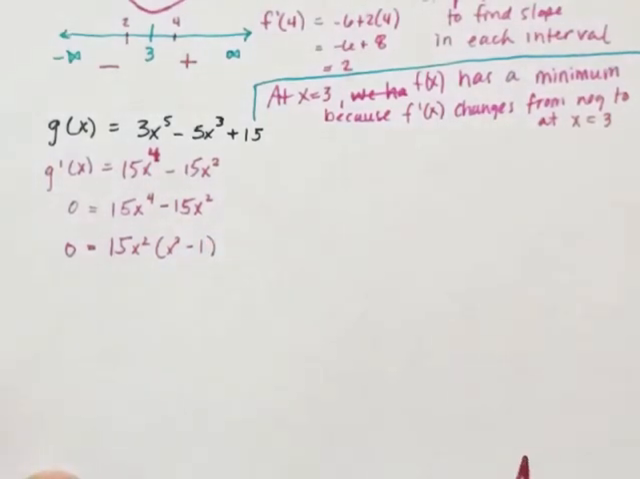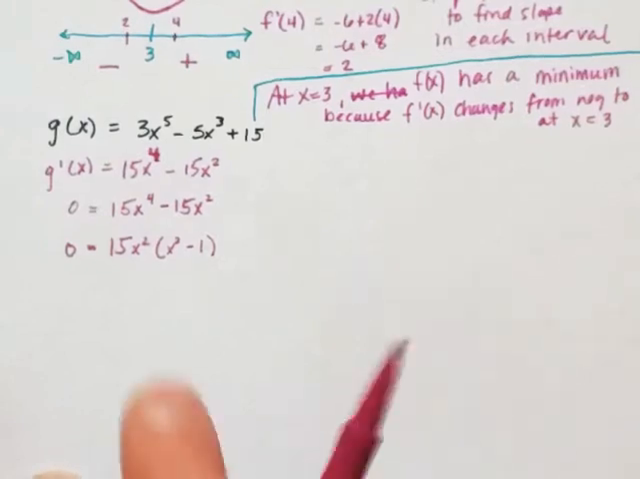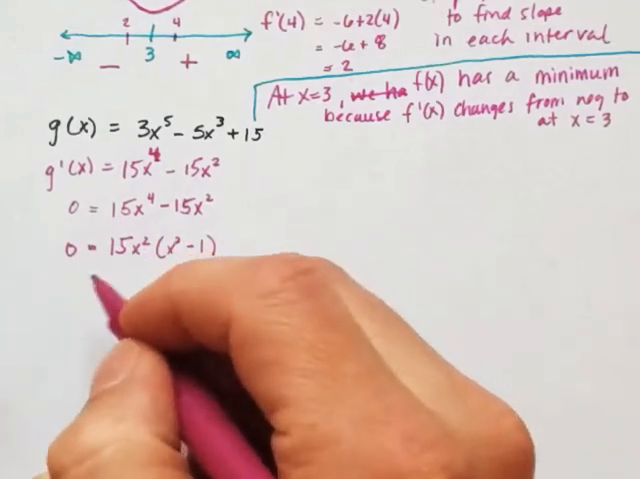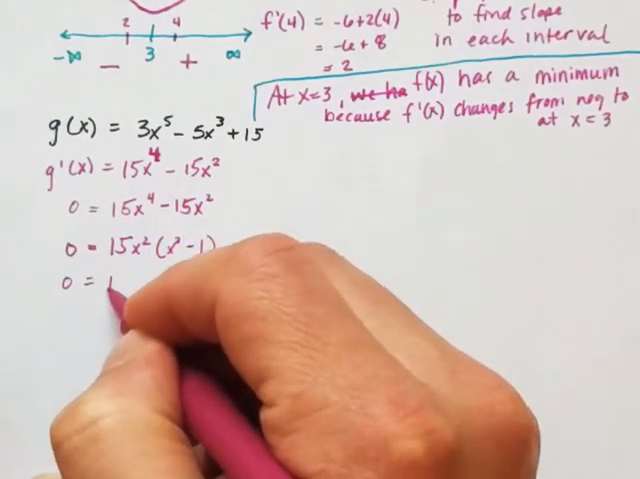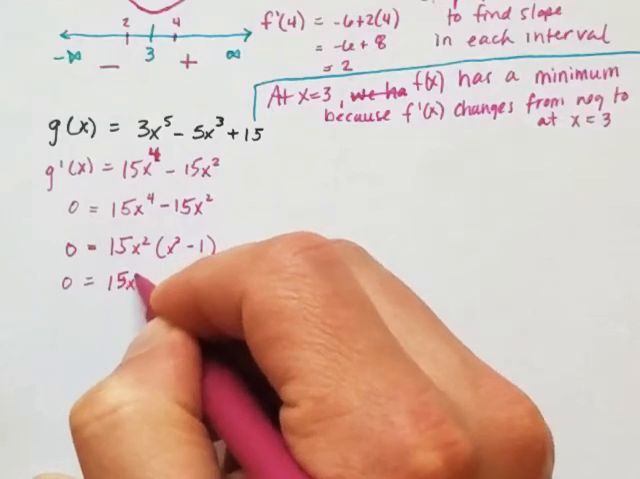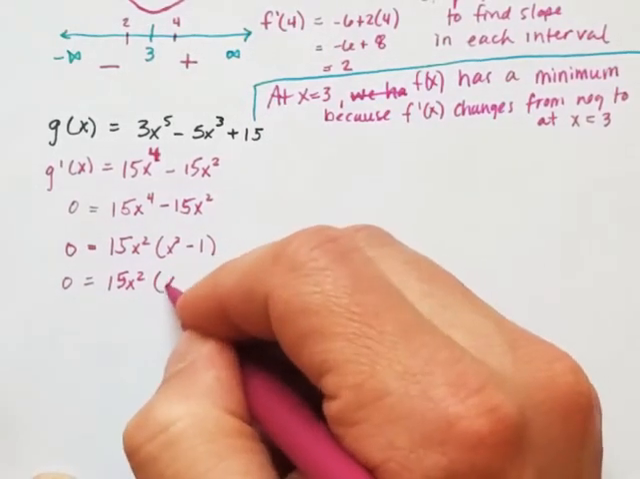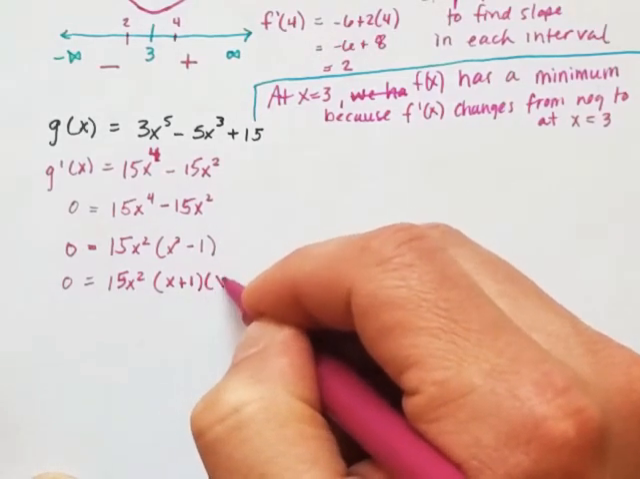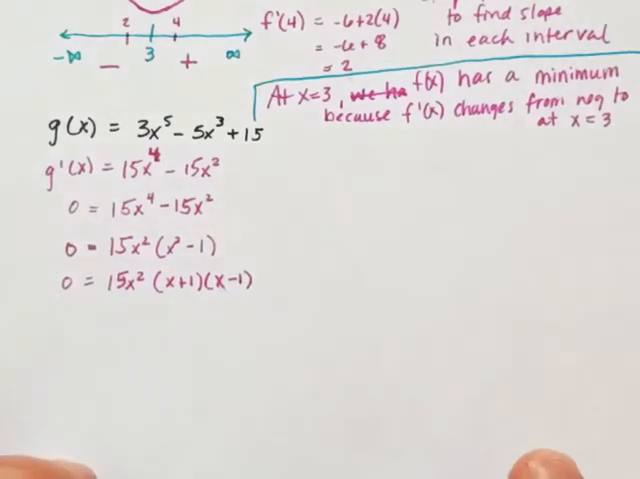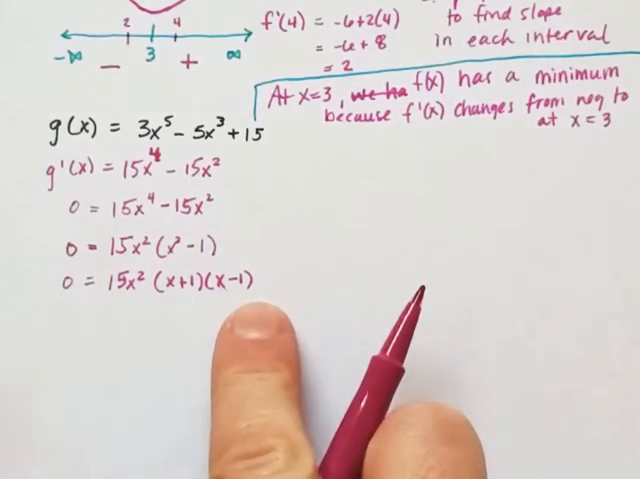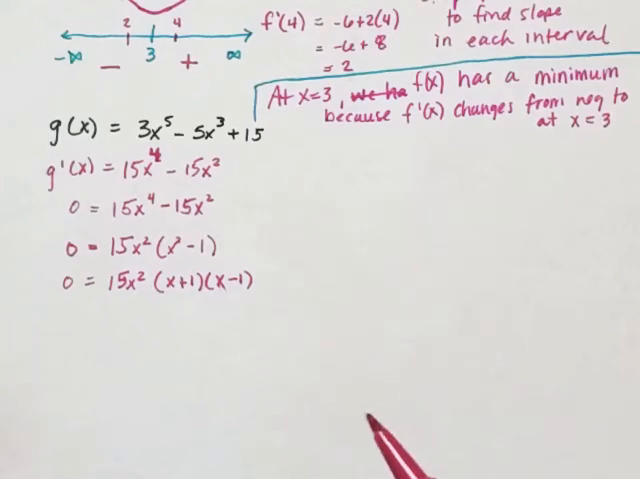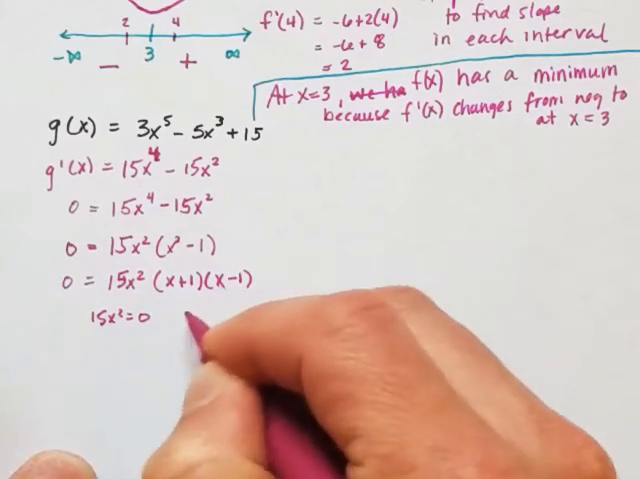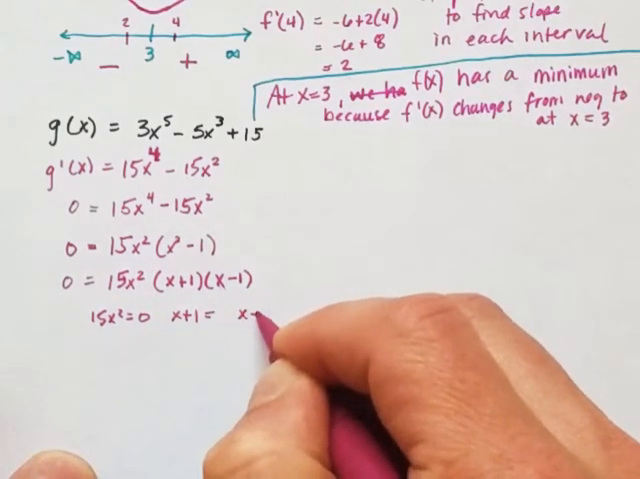x squared minus 1. Then from here, to solve the rest of the way, we can continue to factor. What I have is an x plus 1 and an x minus 1. Remember that is just a difference of perfect squares. So now we can find all of our critical points. We're going to have 3 of them: 15x squared equals 0, x plus 1 equals 0, and x minus 1 equals 0.